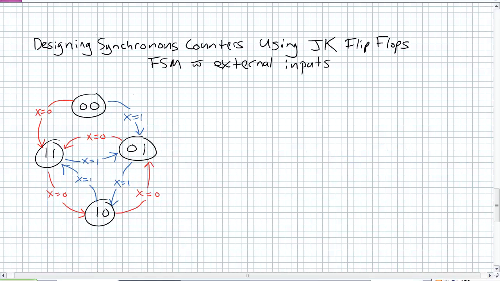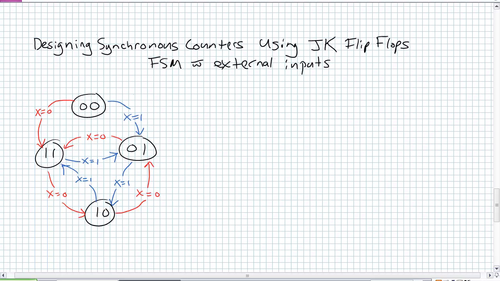Okay, so our second example of designing synchronous counters using JK flip-flops is a pretty neat example. It's a finite state machine with external inputs. And the astute among you may realize that this state diagram, which I've drawn right here, is the exact same one from the example that ended the analysis of synchronous counters. So ideally, when we design this, we should get fully minimized SOP expressions for those J and K inputs for each stage, which exactly match the analysis of synchronous counters example.